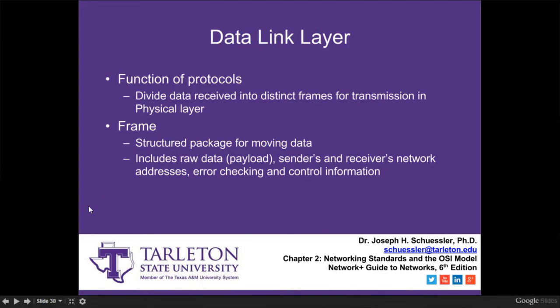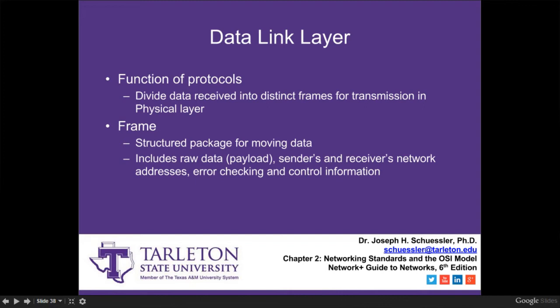The next layer down is the data link layer, and the function of this protocol is to divide data received into distinct frames for transmission in the physical layer. So this is down at the local area network. Up until this point, we've really been dealing with more the WAN environment, a larger scale environment. Now we're down to the local area network environment, and we still have this need to be able to break up larger transmissions into smaller, more manageable transmissions to be handled on the local area network.